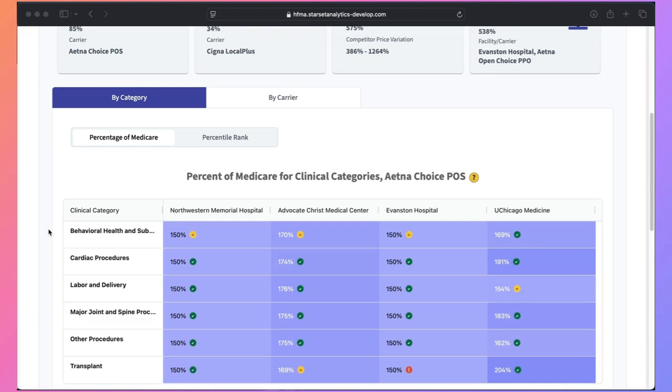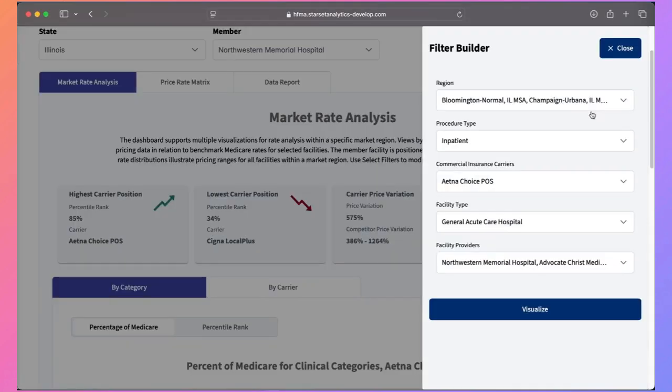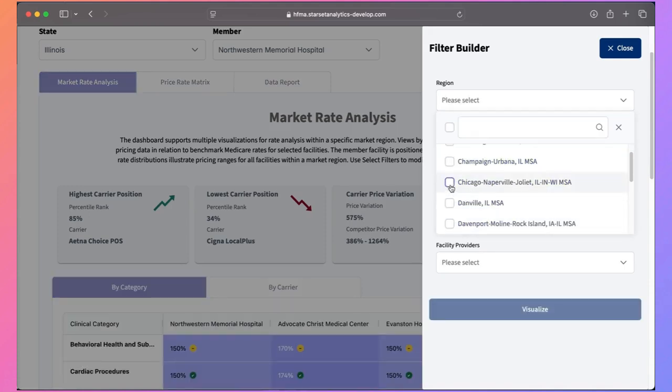Now, let me show you how to customize your analysis. You'll want to use set filters up here in the right-hand corner to focus on what matters to you. The filters work in a waterfall system. When you select your region, either your state or a specific MSA, that affects all the downstream options. Here, I have all MSAs in the state selected. I'm going to select Chicago specifically.